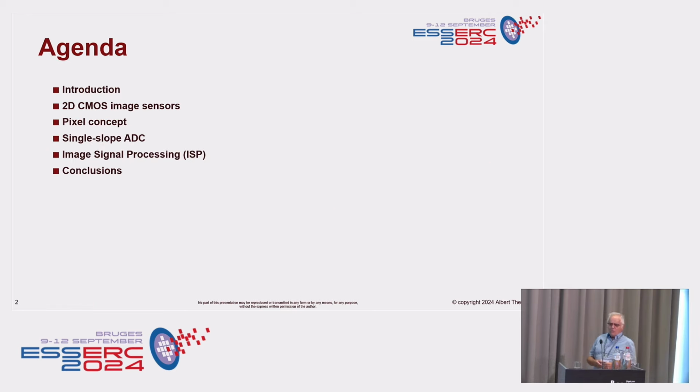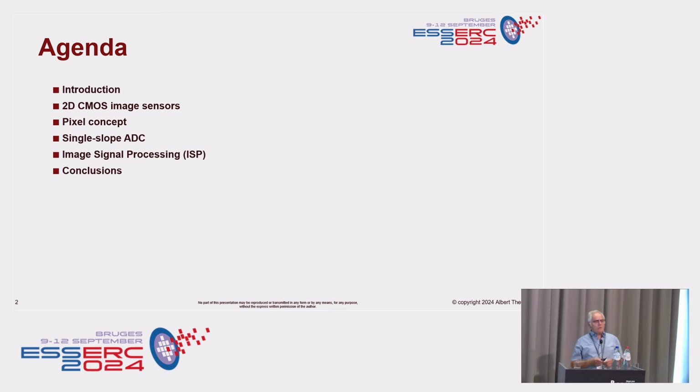We are going to talk today about image sensors, a brief introduction into image sensors. After a short introduction, I will continue with the two-dimensional CMOS image sensors. That's basically what you and I have in our mobile phones. I will show you how the pixel works. And I will also show you one commonly used architecture for the ADC used in image sensors, and that is based on the single slope architecture.